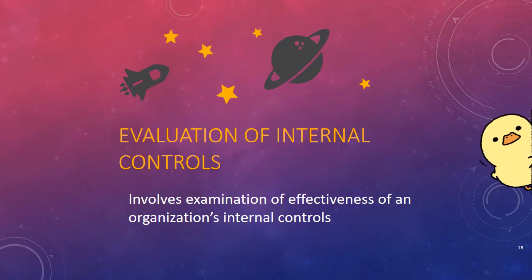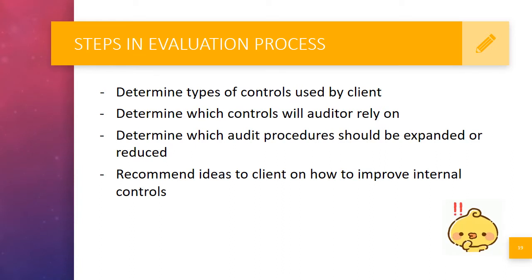Moving on to evaluation of internal controls. It involves examination of effectiveness of an organization's internal controls. Steps in evaluation process. Firstly, determine types of controls used by client. Secondly, determine which controls the auditor will rely on. Thirdly, determine which audit procedures should be expanded or reduced. Lastly, recommend ideas to client on how to improve internal controls.